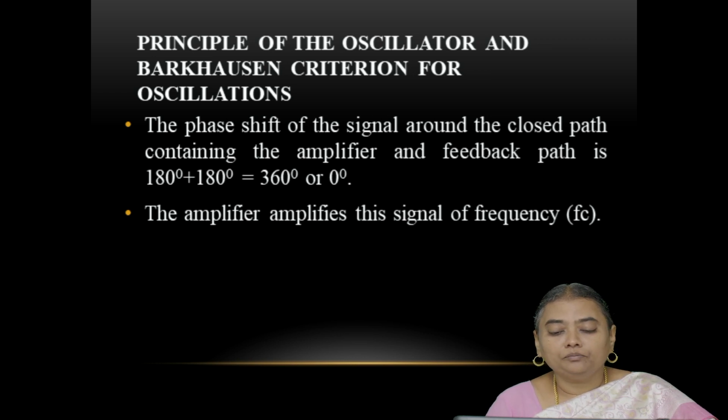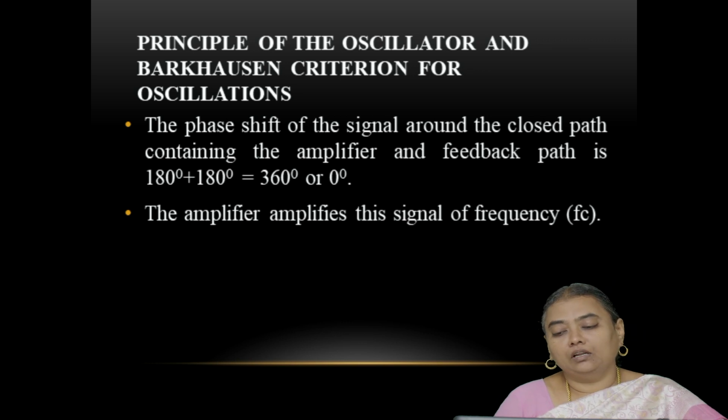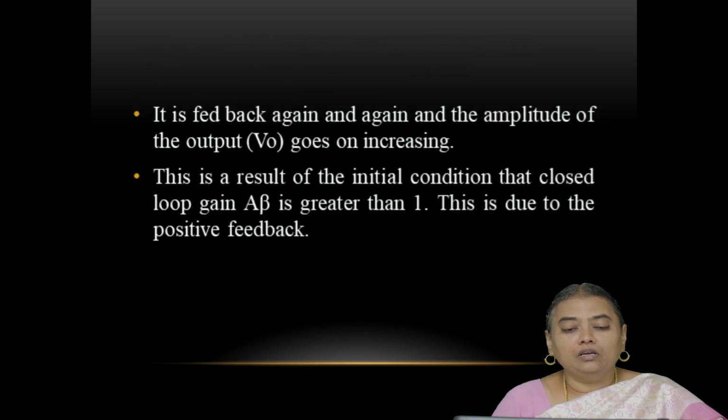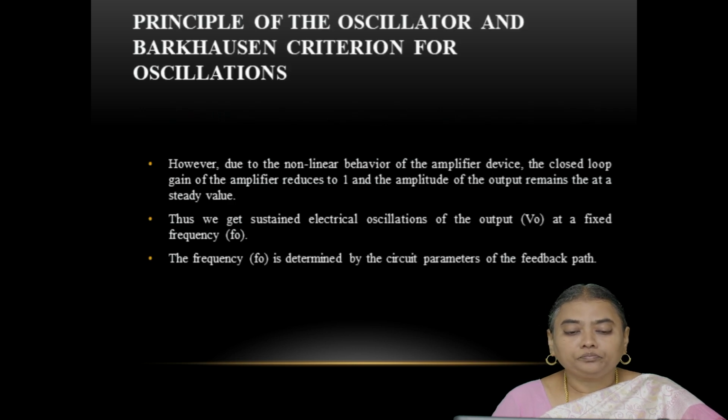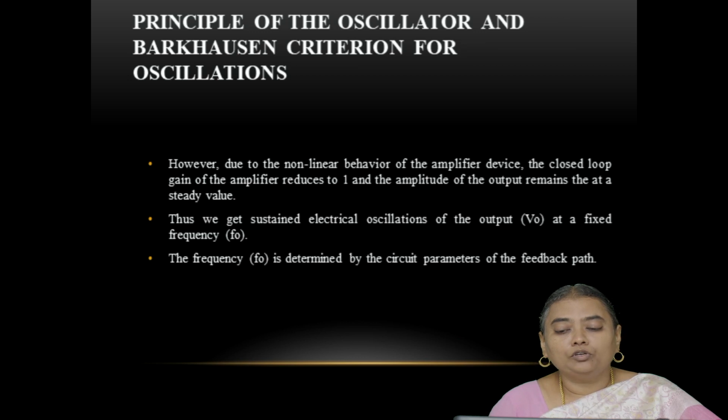The amplifier amplifies the signal of frequency fC. It is fed back again and again, and the amplitude of the output V0 goes on increasing. This is a result of the initial condition that the closed loop gain A beta is greater than 1. This is due to the positive feedback. However, due to the non-linear behavior of the amplifier device, the closed loop gain of the amplifier reduces to 1, and the amplitude of the output remains at a steady value.